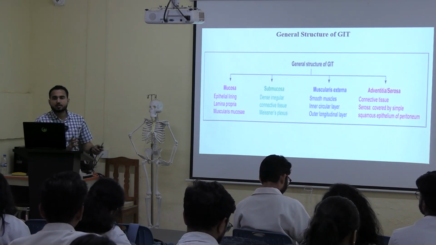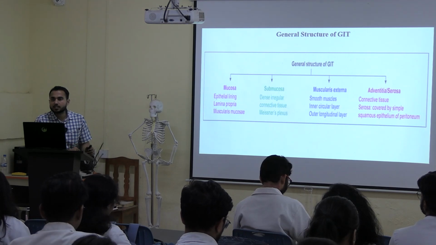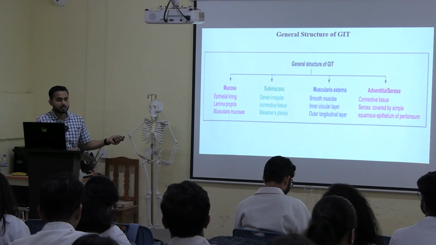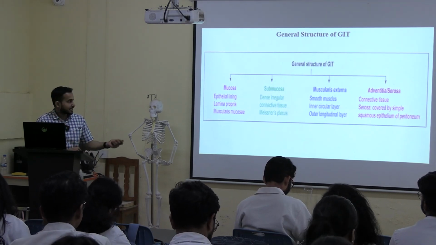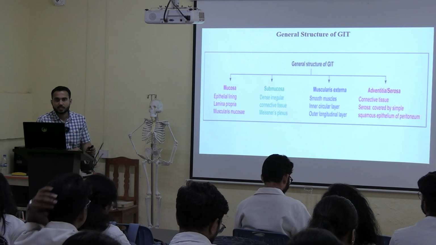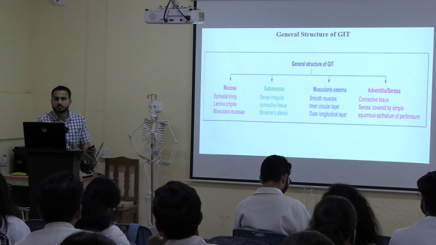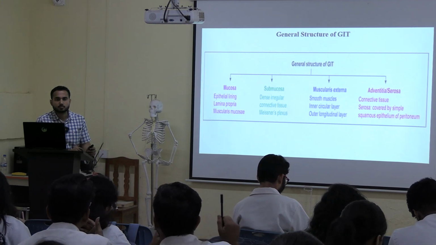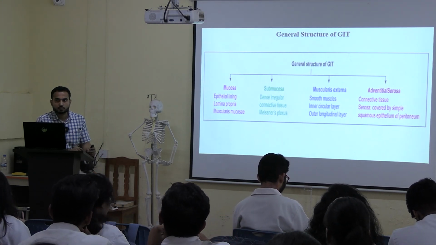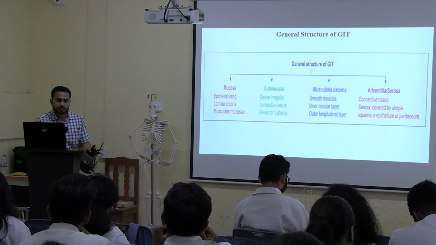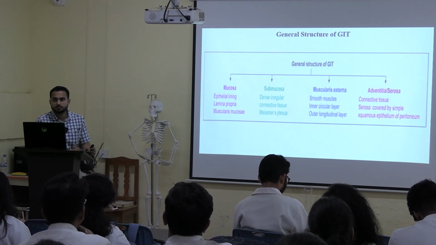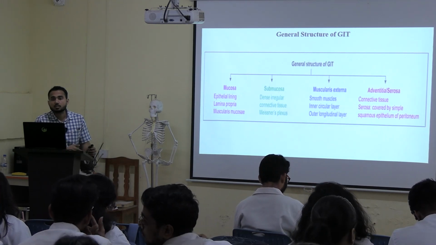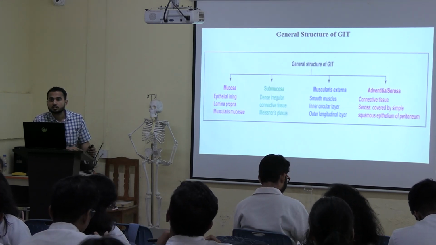Now in case of submucosa, what is present? Dense irregular connective tissue. Along with that, can you see one important plexus I have mentioned, that is called Meissner's plexus. So what exactly is this plexus? Any idea? Do you have any idea about this plexus? What is Meissner's plexus? What is this? Nerve supply for GIT. Not exact. Do you know any other plexuses in GIT?